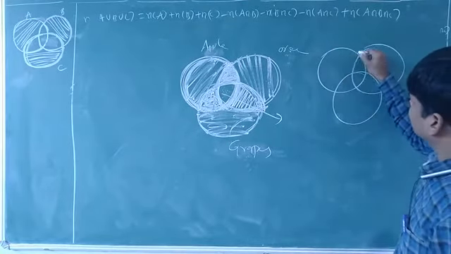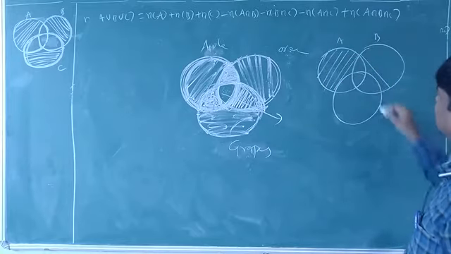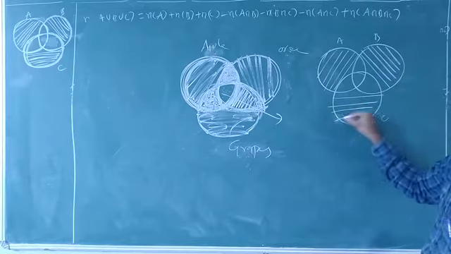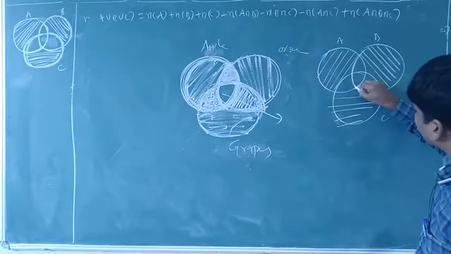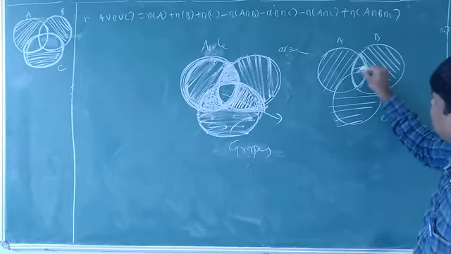It is only this part. This is set A, set B, set C. This part is only B. This part is only C. What about this one? A intersection B. Okay, what about this part?